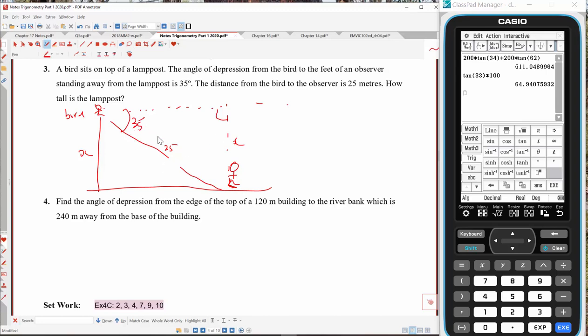So let's work out our trig ratio. What we've got is the opposite over the hypotenuse. So we're going to go sine of 35 equals the opposite, which is x over the hypotenuse, which is 25. X equals 25 multiplied by the sine of 35, remember shift 1 for sine, is 14.339 ... what are we in? Meters, of course.